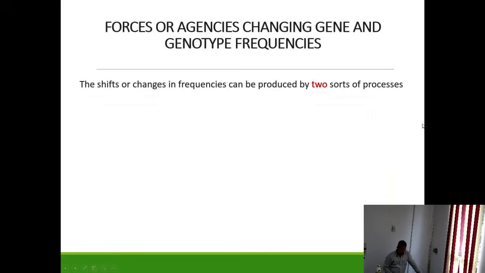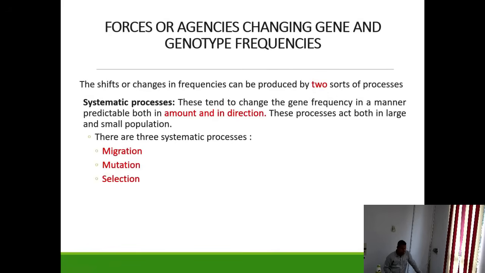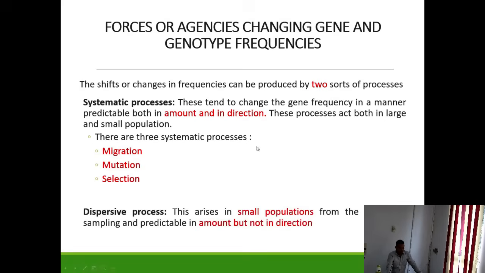Okay. So here I would like to emphasize two points, that there are two processes. Already I have told it, but again in a refined form. One is the systematic process. The other one is the dispersive process. In the systematic process, that is migration, mutation and selection, you measure the gene frequency in a manner predictable both in amount and in direction. You can know the amount of change, you can know the direction in which it moves. But in the dispersive process, which is applicable to small populations, mostly arising in small populations, you can measure the amount in terms of variance, but you cannot measure the direction.